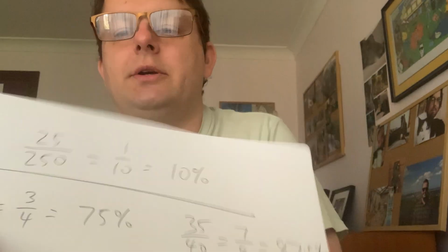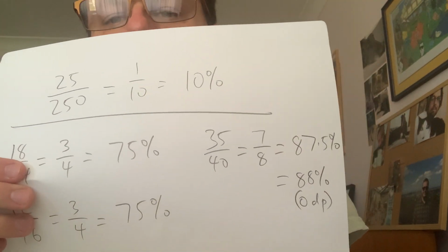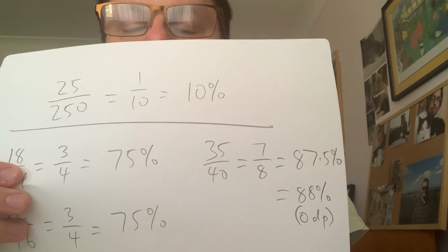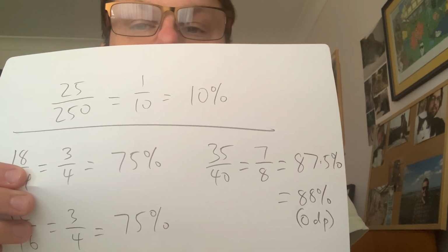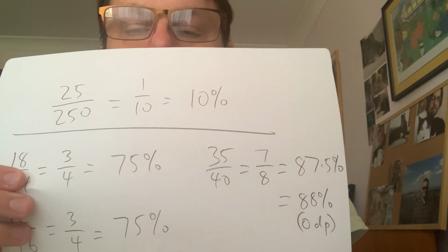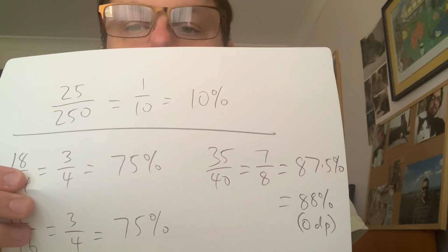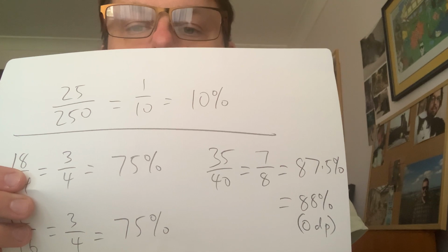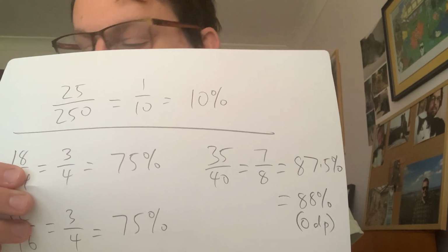So what we actually need to do for that science one is round it to the nearest whole percent, which is actually rounding it to 0 decimal places. And because it's 87.5, which is exactly in between 87 and 88, when it's exactly in between, we round it up. We don't round it down. So therefore, the science mark is 88%, and it's easily the best mark. So that's the answer to number 5.